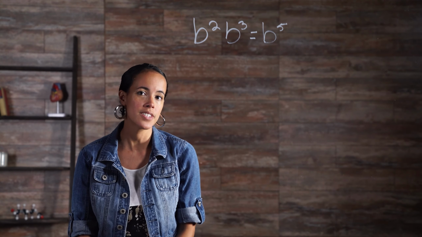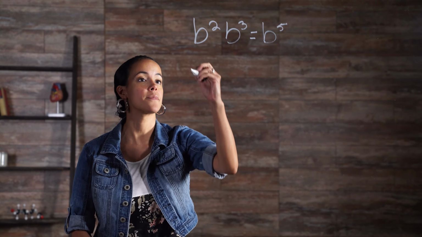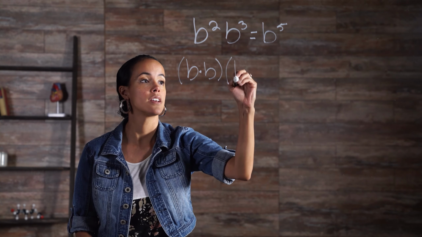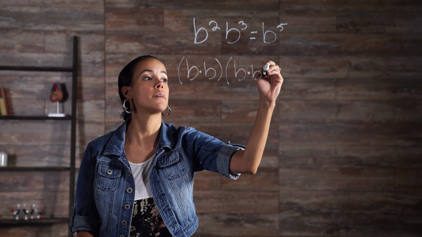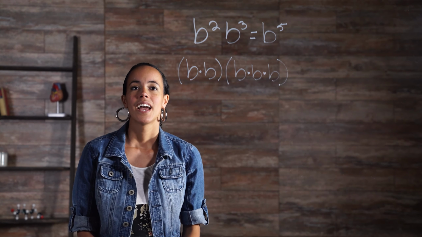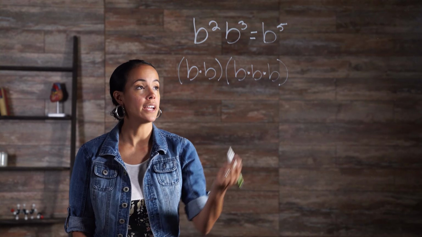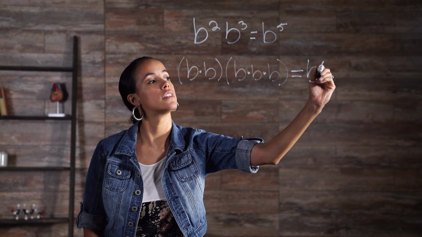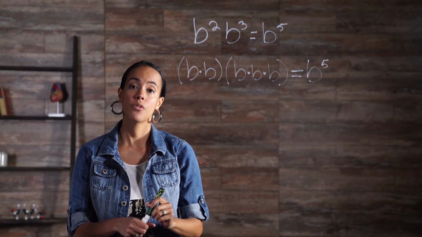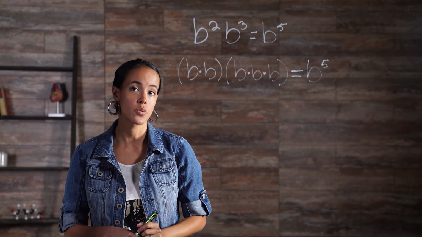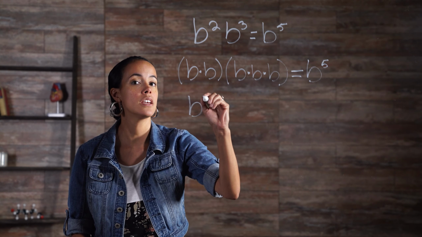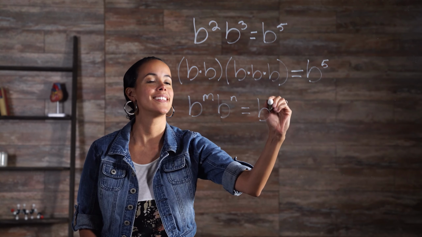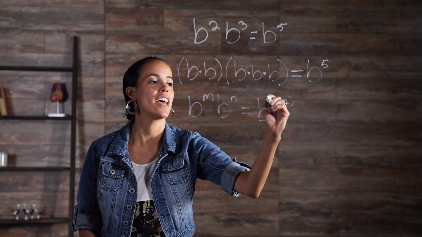This rule makes intuitive sense if you expand each power like this. b times b times b times b times b. Counting up the bases of b that are being multiplied results in 1, 2, 3, 4, 5, b to the fifth. Therefore, the general form of the product of powers rule is b to the m times b to the n equals b to the m plus n.